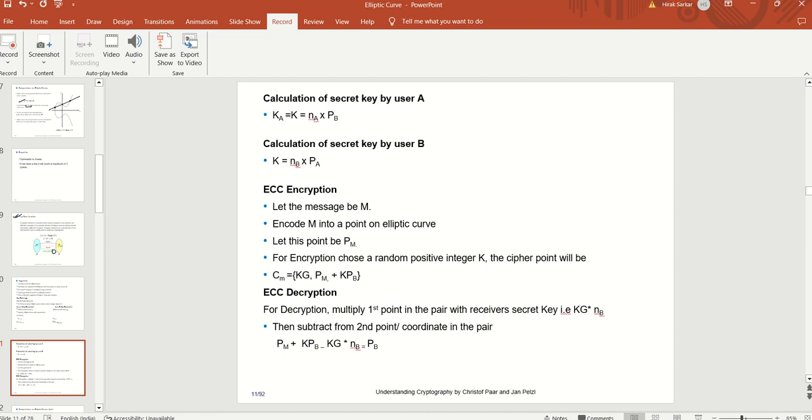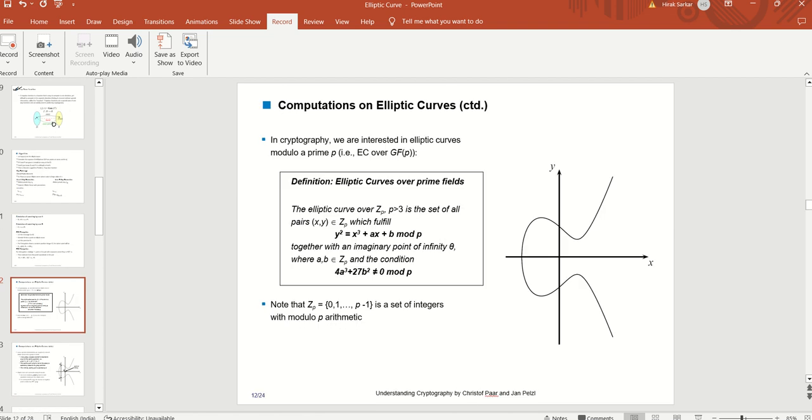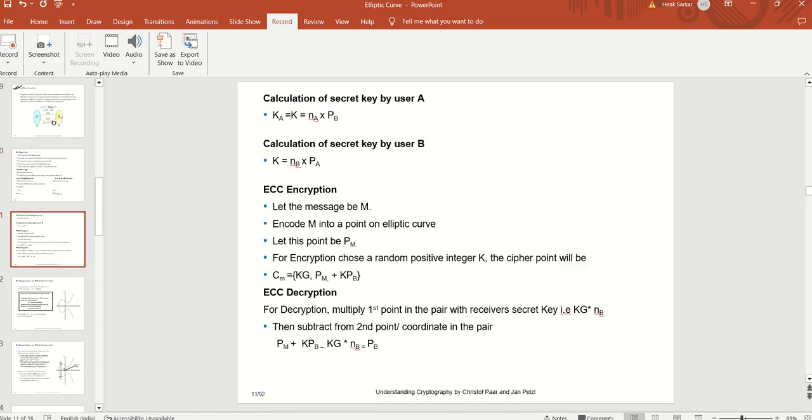Then you have ECC decryption. For decryption, multiply the first point. Basically, we are getting back what we had set for the encryption. This is the whole fundamental thing. So PM is basically, we'll just go back over here, PM is what we had got, the original point. So that is your final thing. This is the decryption.